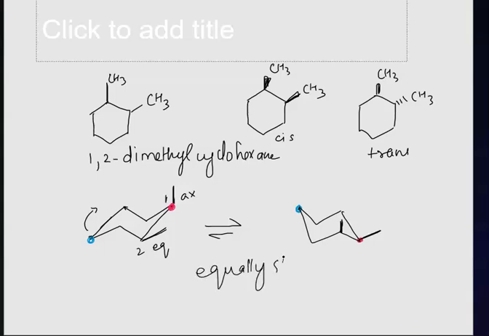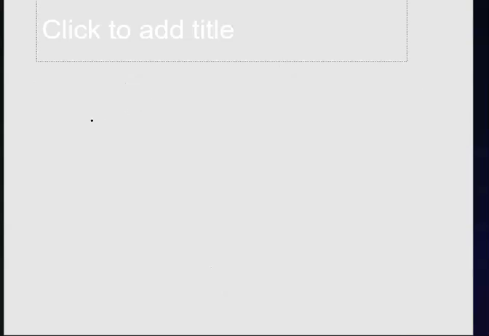Equally stable when we are looking at a 1,2 dimethyl cis conformer. Okay, so what we did right now is the cis conformer. And they look equally stable, right? See, one axial, one equatorial. Here again, one equatorial, one axial, so both of them are equally stable. But let's try to do the trans and see if we get the same answer.